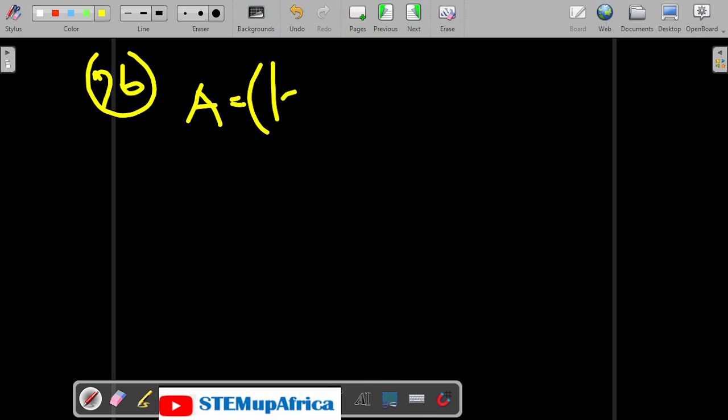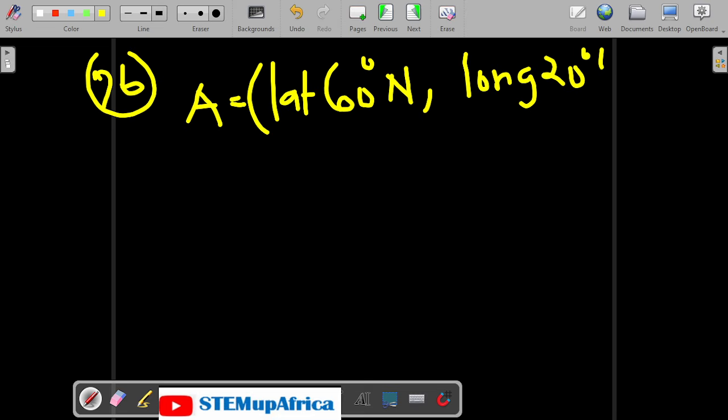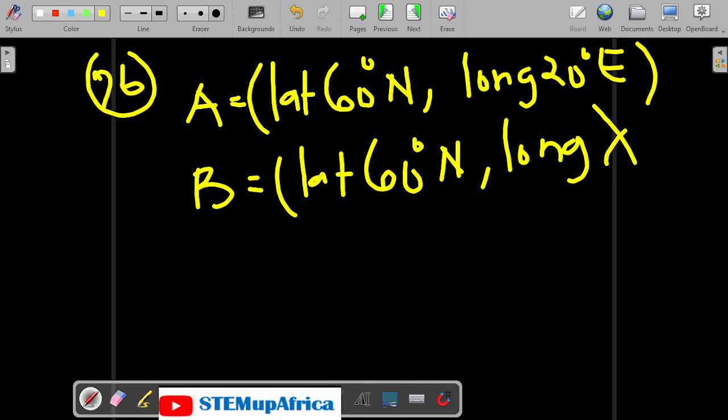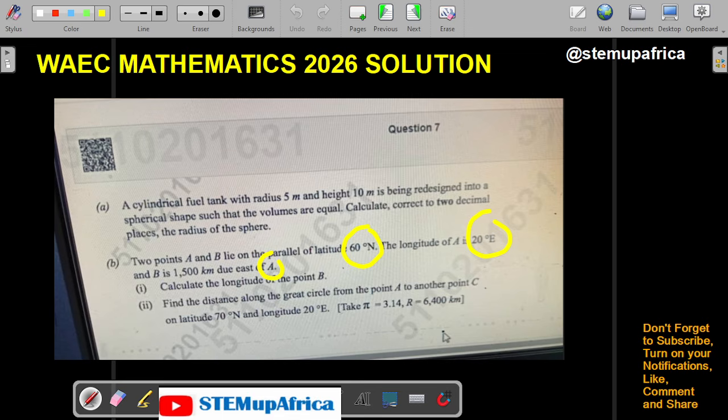So for 7b, my A now becomes lat 60 degrees north, long 20 degrees east. Then my B is lat 60 degrees north, and the longitude is what? I don't know the longitude, degrees east. That is what we are asked to give, the longitude of B. And the distance between A and B is 1,500.